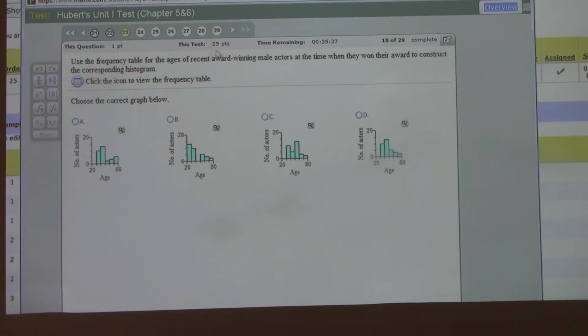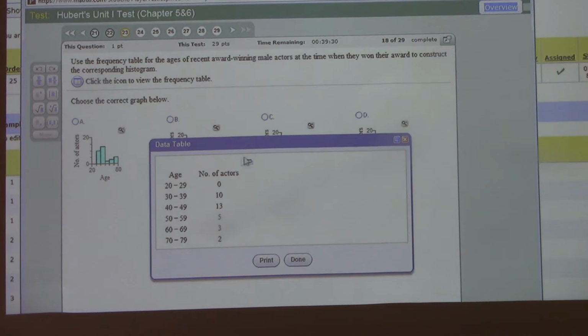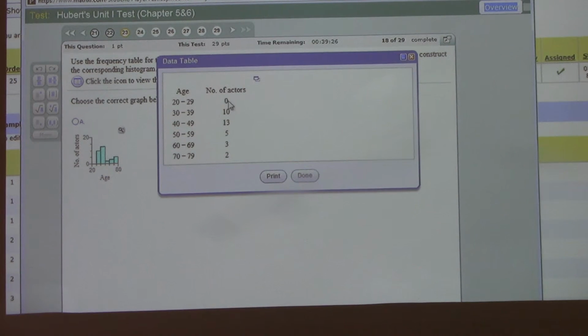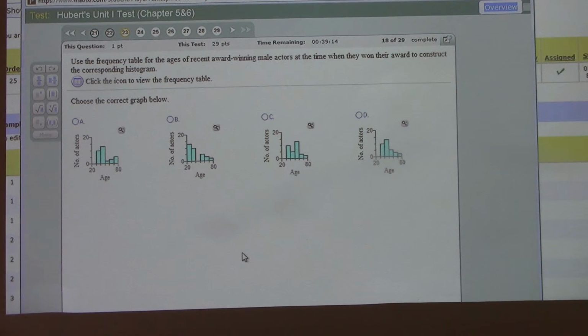Use the frequency table to construct the corresponding histogram. All right, look at this. What does this look like? It starts off low, then it goes high, and then low. So it's skewed right. Which one of these looks like it's skewed right? D. Remember, skewed right is the opposite, so that means all the data is on the left.